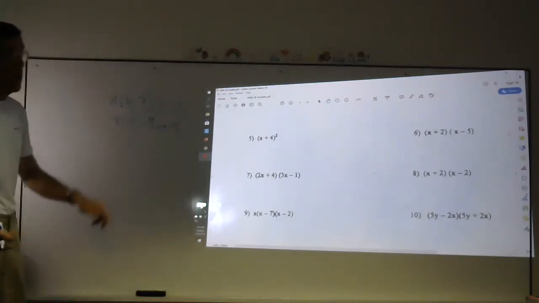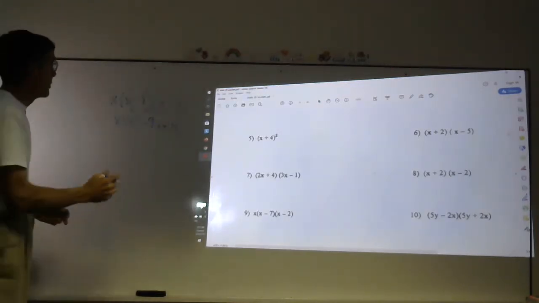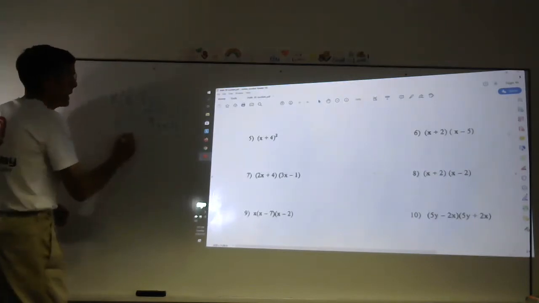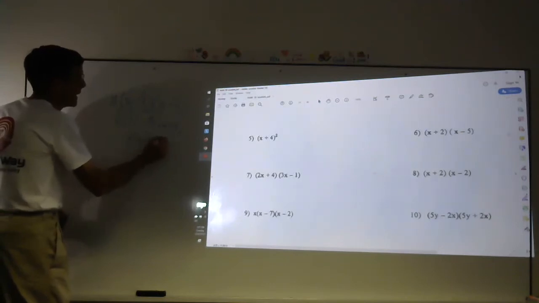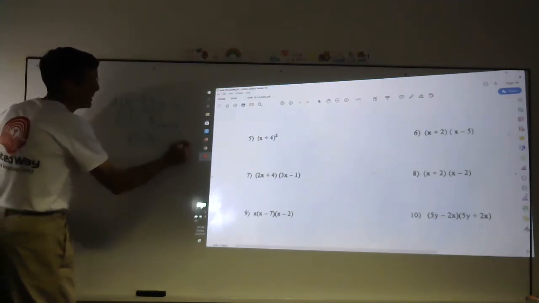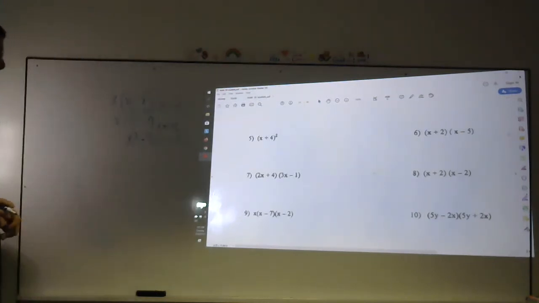Now you can take the x into all three parts. And I'm going to get x cubed minus 9x squared plus 14x. Okay?